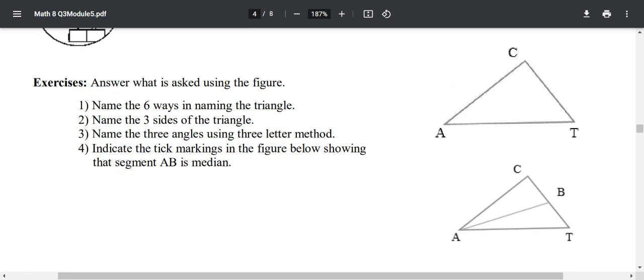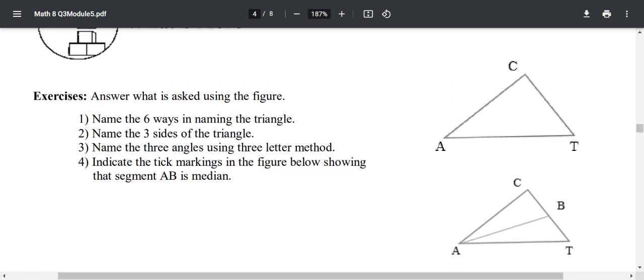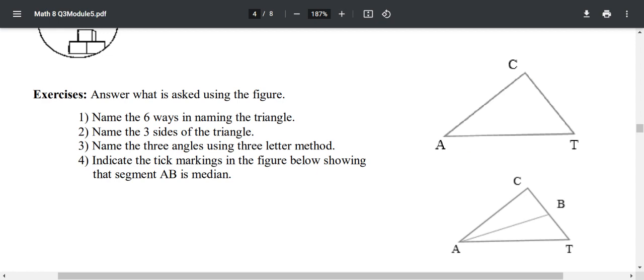Then, number two, name the 3 sides of the triangle. There are 3 sides here: side AC, side AT, and then side CT. Number three, name the 3 angles using the 3-letter method. Remember that when using the 3-letter method to name an angle, the vertex must be in the middle. For example, this is angle CAT, angle ACT, and then angle CTA. The vertex must be in the middle.